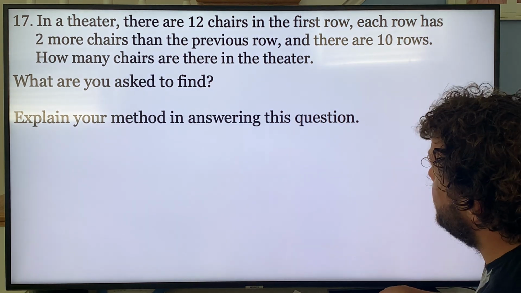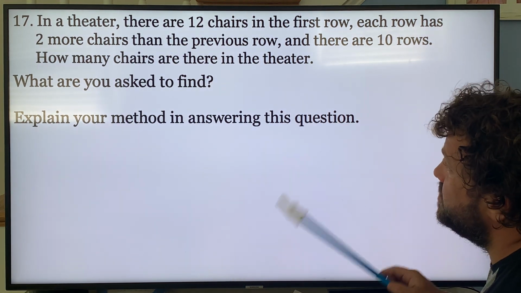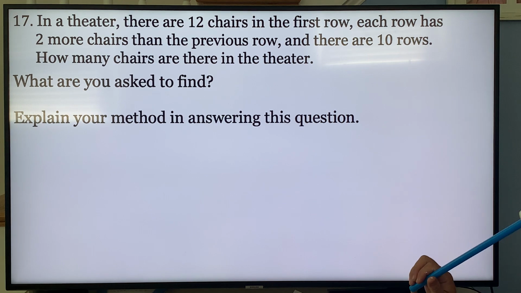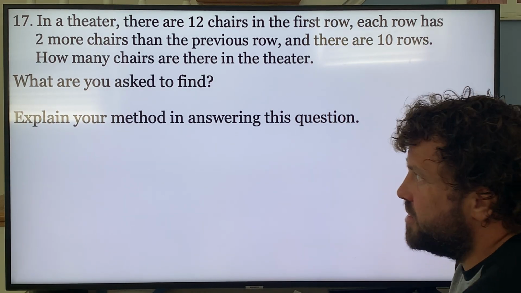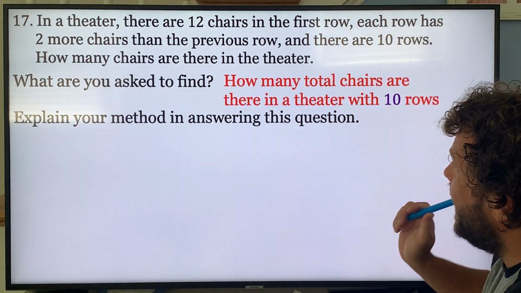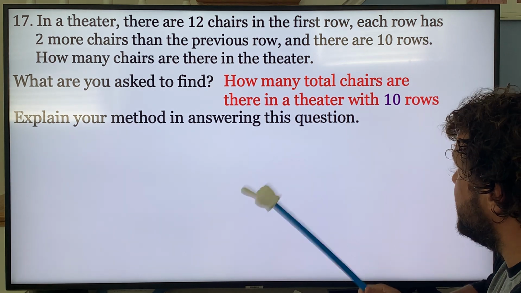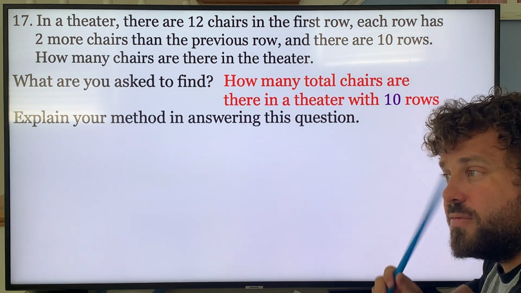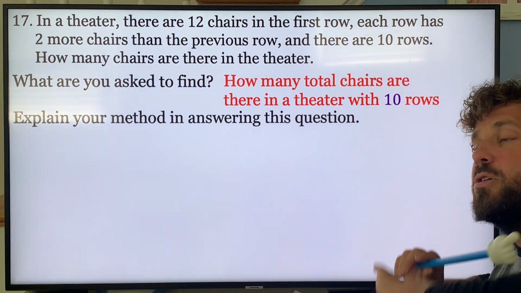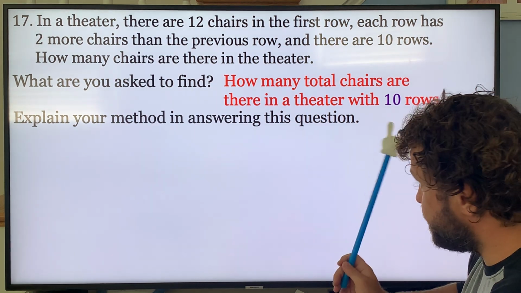In a theater, there are 12 chairs in the first row, and each row has 2 more chairs than the previous row. And there are 10 rows. How many chairs are there in the theater? So what do you ask to find? How many total chairs there are in a theater with 10 rows? Not the number of chairs in the 10th row, but the total number of chairs in the whole theater.